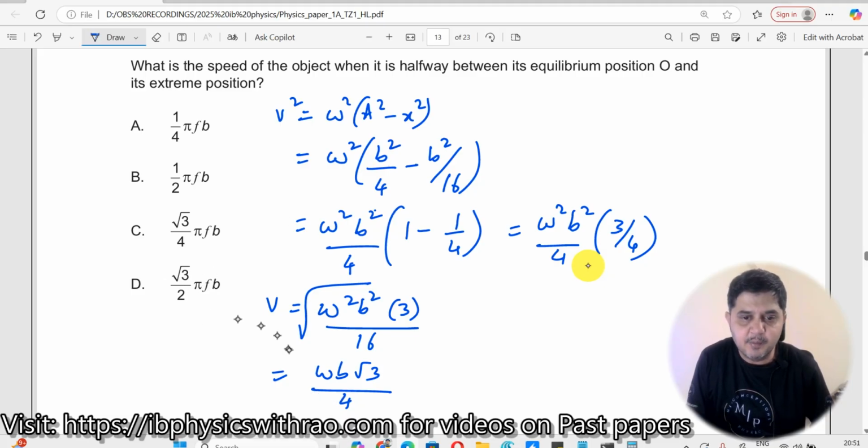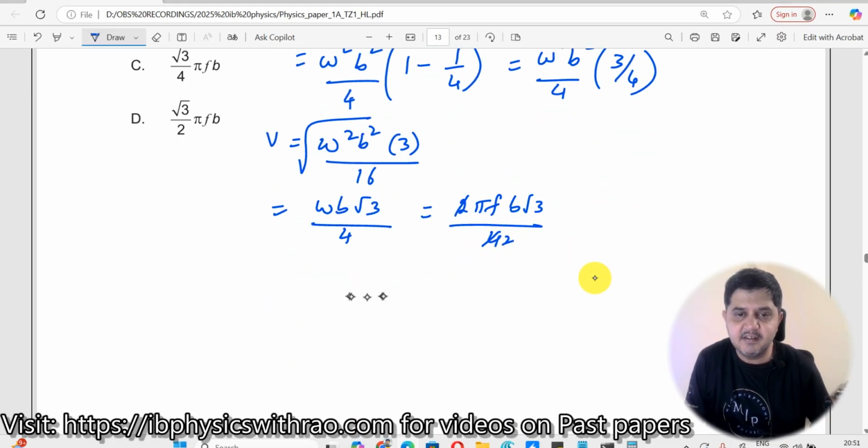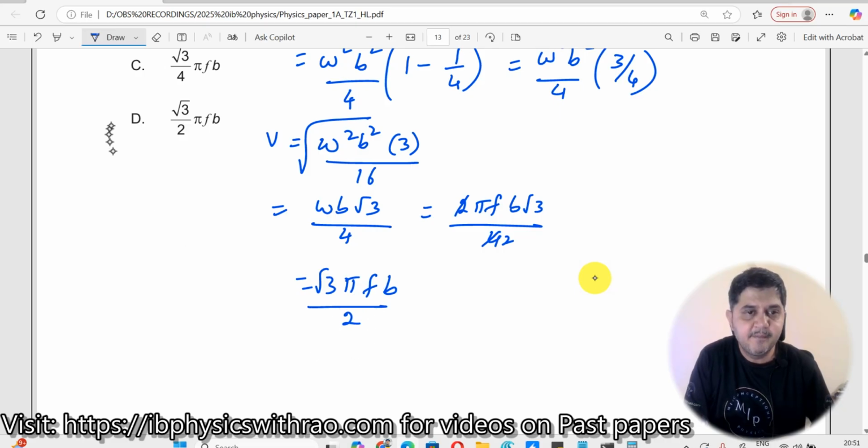See here, no omega now. I'll substitute for omega in terms of frequency. I'll write it as 2 pi f b root 3 divided by 4. What did I do? I substituted omega as 2 pi f, right? 2 ones are 2, 2 twos are 4. The final answer I get here should be pi f b root 3 divided by 2. So the answer should be root 3 pi f b by 2.